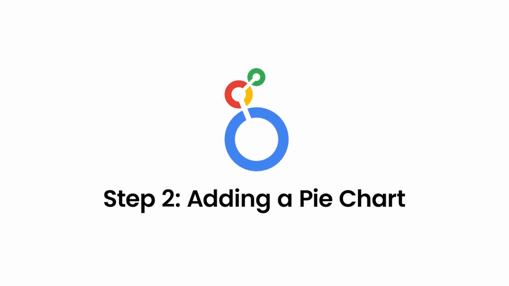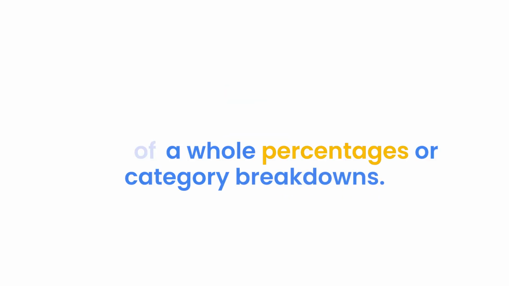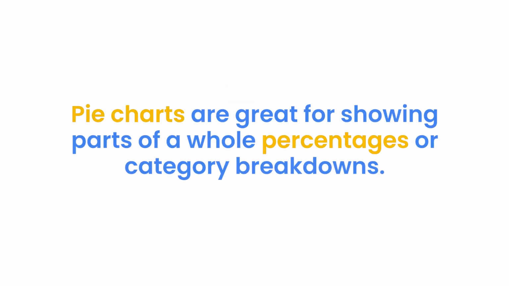Step 2. Adding a pie chart. Pie charts are great for showing parts of a whole, percentages, or category breakdowns.